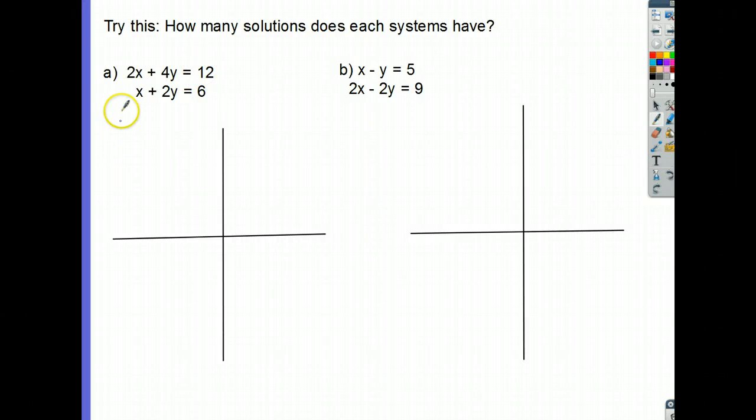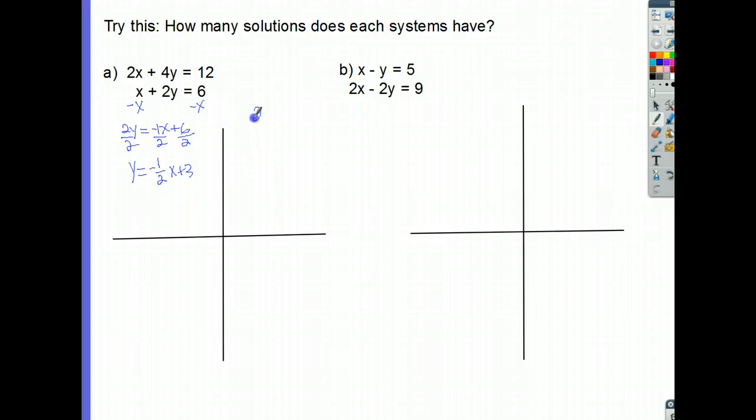Get them ready to graph. I'm going to go ahead and put both of these in slope-intercept form. So I'm going to start with this bottom one. I'm going to subtract x from both sides. I get 2y equals negative x plus 6. And divide by 2. I'm going to put a 1 in front of that x, so I have a numerator of 1. Dividing this by 2, I get y equals negative 1/2 x plus 3.